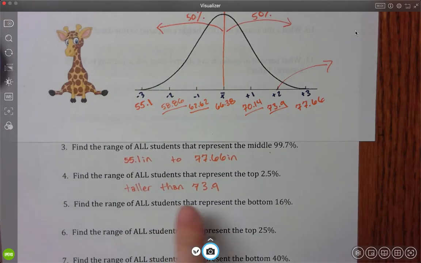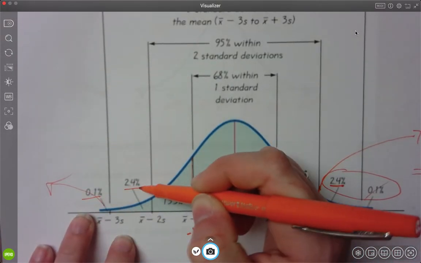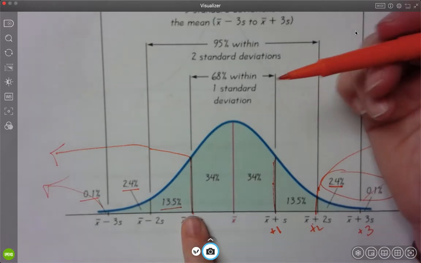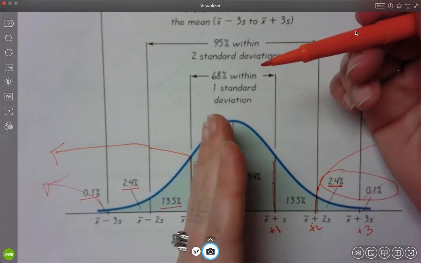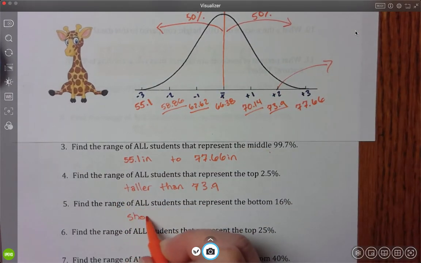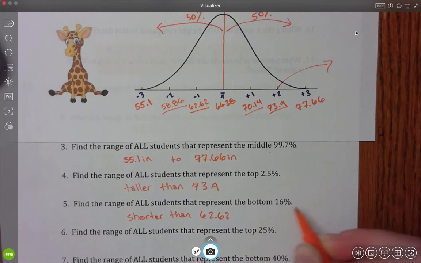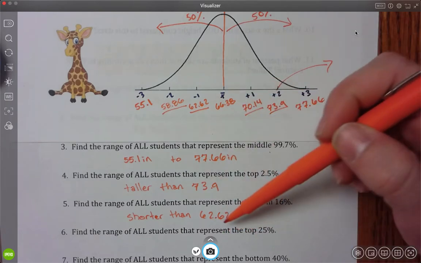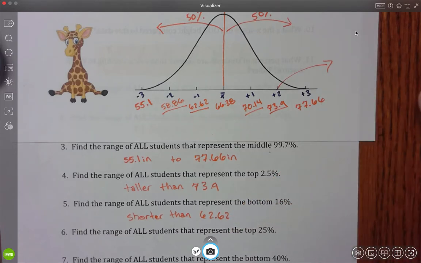Okay, the bottom 16%. If I add 0.1, 2.4, and 13.5 together, this category represents the bottom 16%, so anything from here and beyond this way, from the -1 on down. So that's anybody shorter than this marking. The -1 marking is 62.62, so anyone shorter than 62.62 represents the bottom 16%. That would be me. 62.62 is about 5'3", or a little less than 5'3". I'm less than 5'3", so I am technically in the bottom 16% of this.